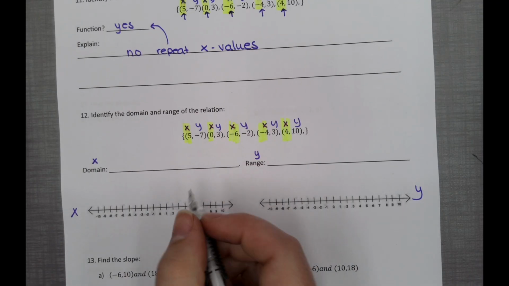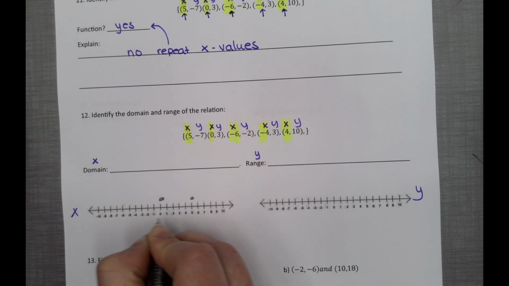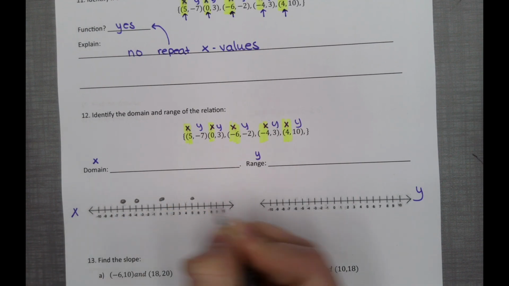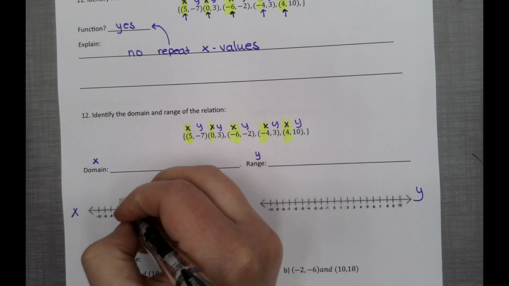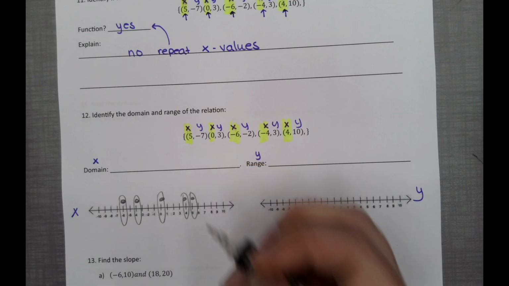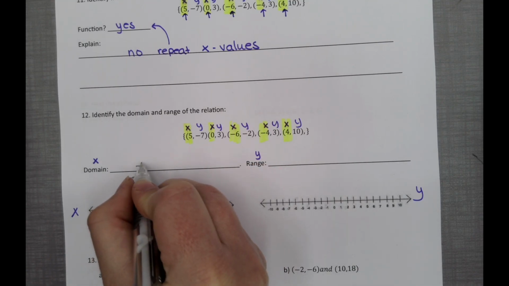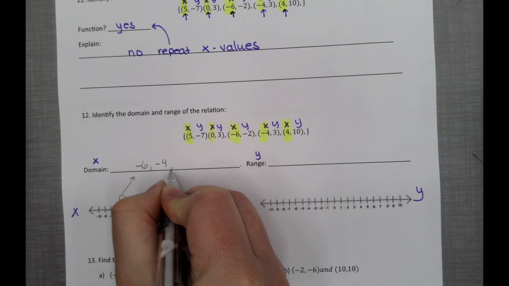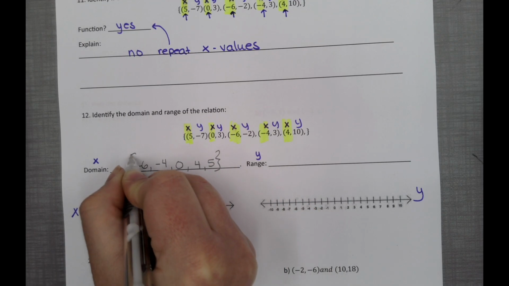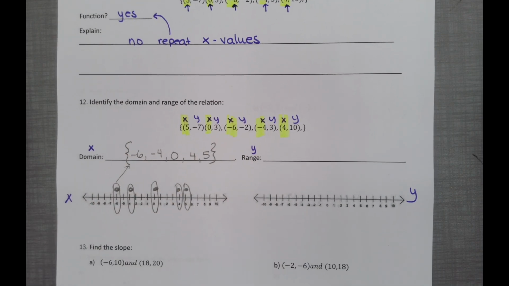So let's start with x's at 5. Here's 5. Here's a little dot. 0. Here's 0. Negative 6. Negative 4. And positive 4. And what you're going to do is pick up every single value and write them in that order. So on the left, I have negative 6. Then I have negative 4. Then I have 0, 4, and 5. You must have squiggly brackets at the end, but you're basically copying and pasting those numbers.